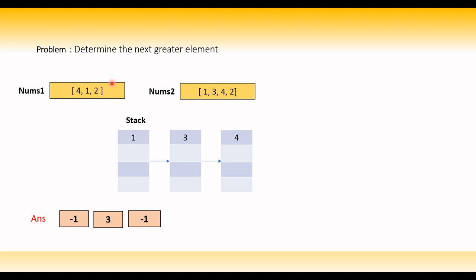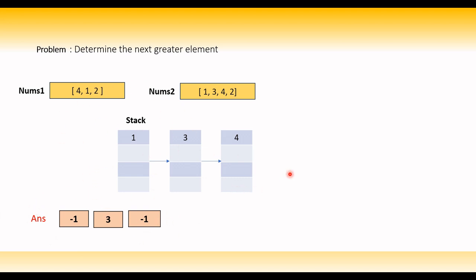And then for 2 we'll again check whether any greater element exists on the right side of 2 or not. Since there is nothing, we'll be returning -1. So this is the expected result from the problem.